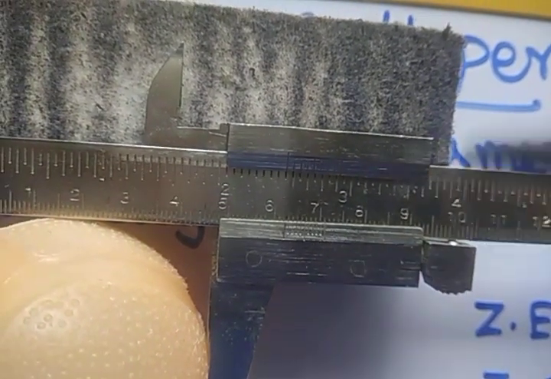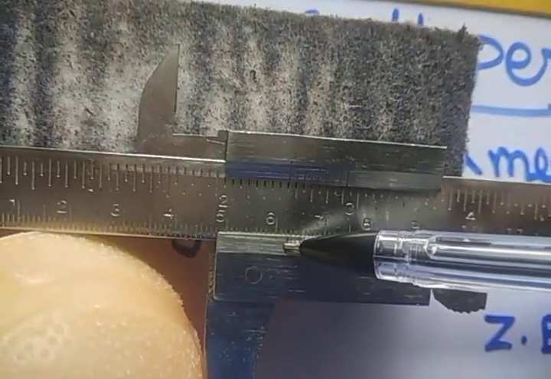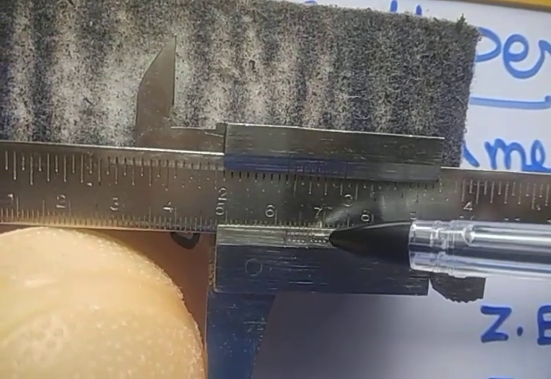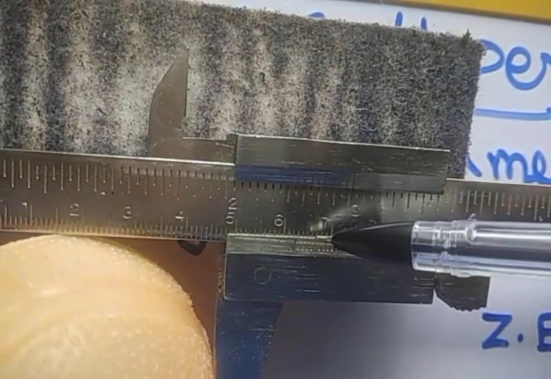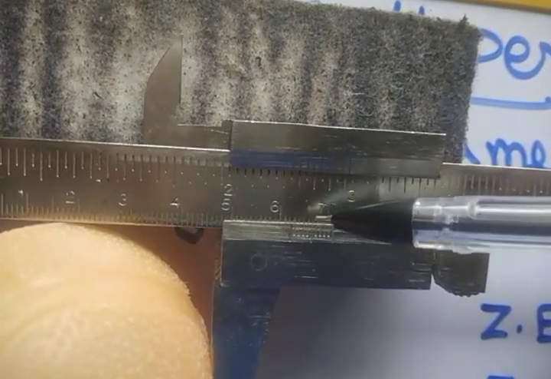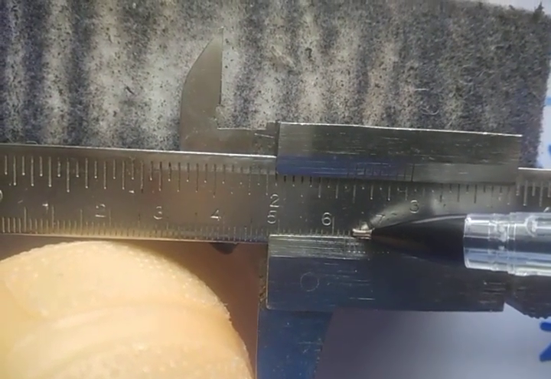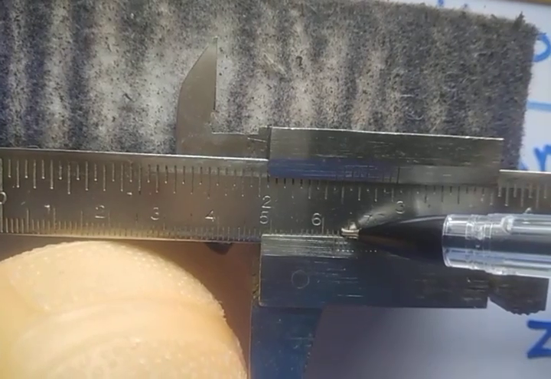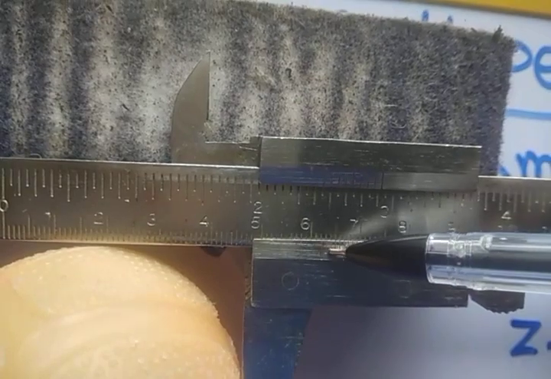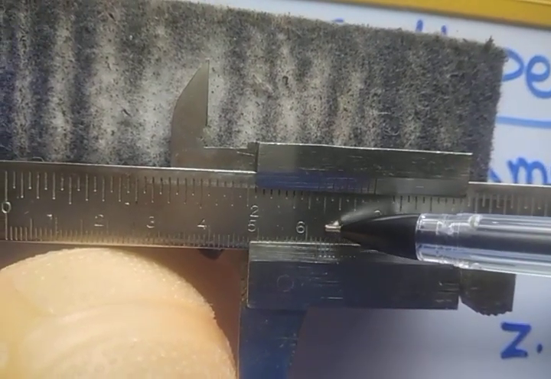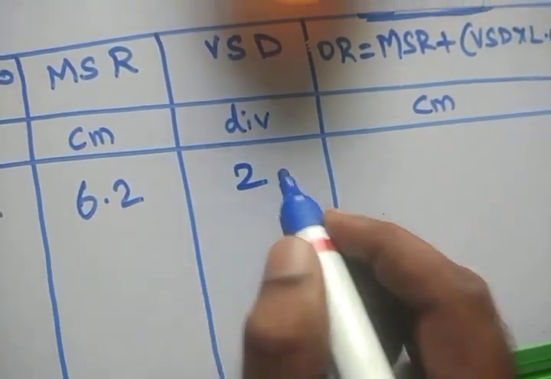Then, for the vernier scale reading, you have to observe one by one clearly which vernier scale division exactly coincides with any one of the main scale divisions. You see the first one, second one, third one, fourth one, fifth one. It is not exactly clear, so I say it is the second division. The vernier scale second division exactly coincides with the 6.4. Don't worry about the 6.4 or 6.5. Our ultimate goal is this second division. So I will write it as 2.